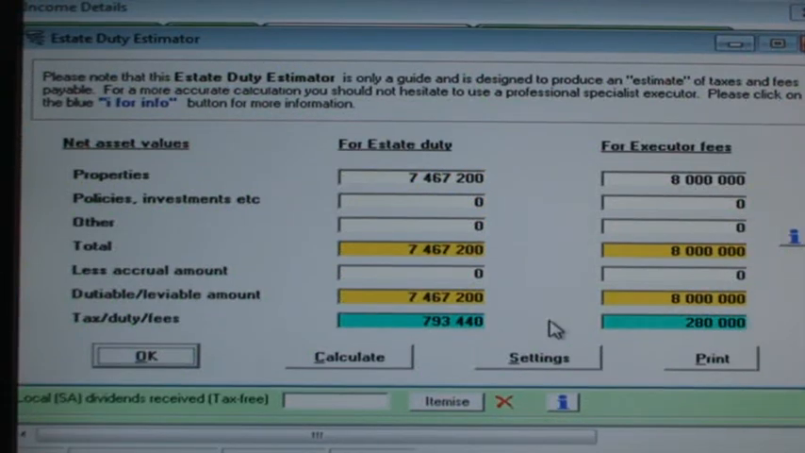Looking at the estate duty estimator in Wintax 2017, we can see the value of the property in the estate is the 8 million Rand value less the 532,800 tax liability, and the estate duty due is 793,440 Rand. The 532,800 plus the estate duty of 793,440 need to be paid, and this comes to 1,326,240 Rand.